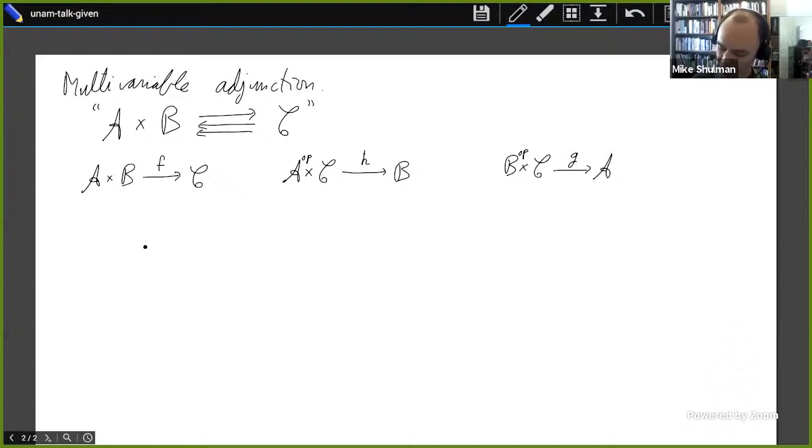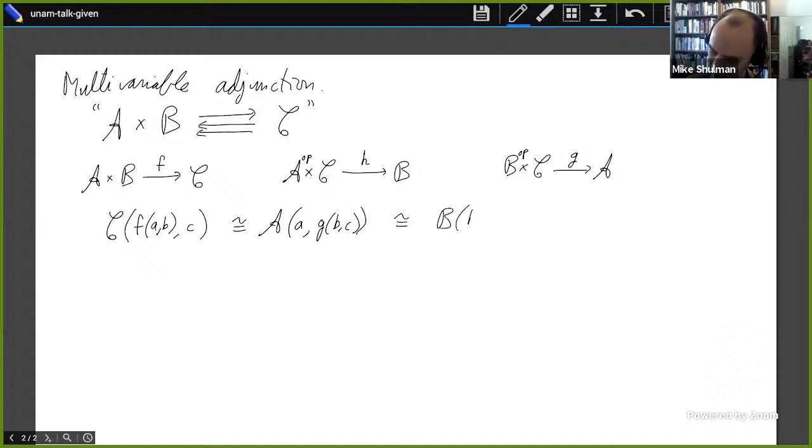And the adjunction isomorphisms are that each of these functors can be compared. We can take a map out of the value of these functors to some other object of the category that it lands in. So we can take maps out of F of something into C. Well, I can transpose the F in two different ways. I can map in A into G of B, C, or I can map in B, out of little b, into H of A, C. So I have these isomorphisms.